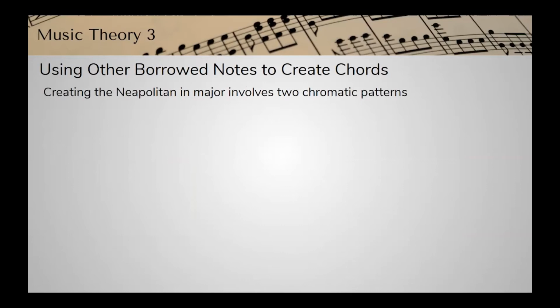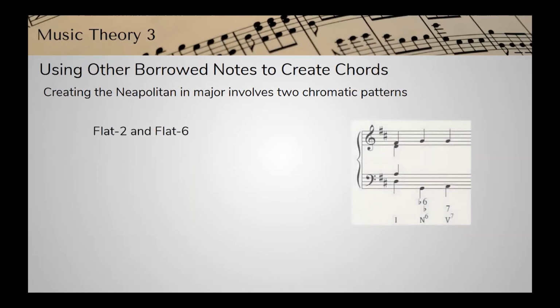All right, so let's look at what happens in major. And so to create a Neapolitan chord in major, you have to introduce 2 chromatic notes using 2 chromatic patterns. Okay? So you have to introduce both the flat 2, which we worked on a second ago, and the flat 6. And you do these in the same way as before. So the flat 6 is introduced just like with borrowed chords.